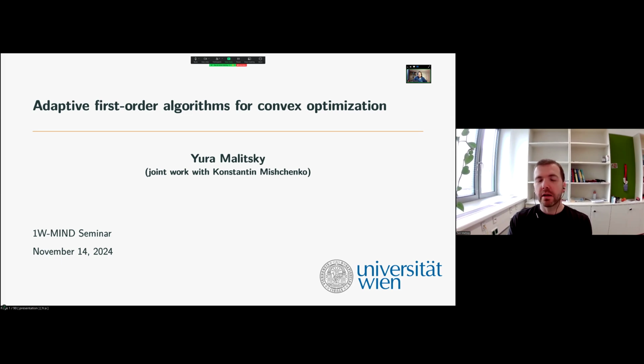I will try to be slow because not everyone may be familiar with optimization. So don't worry, there will not be so many definitions, but still it's better if you really understand everything. I will talk about adaptive first-order algorithms. This work is based on 2 papers, and both are joint with Konstantin Mishchenko.